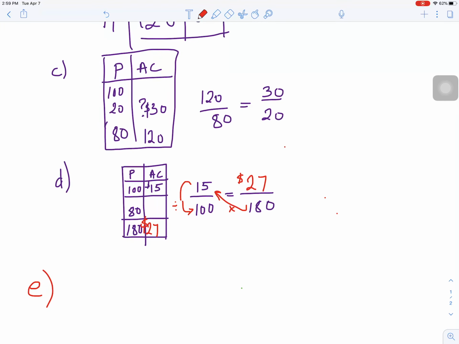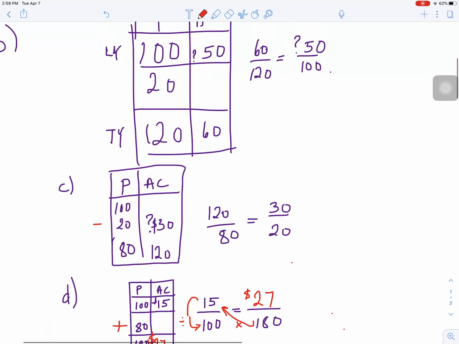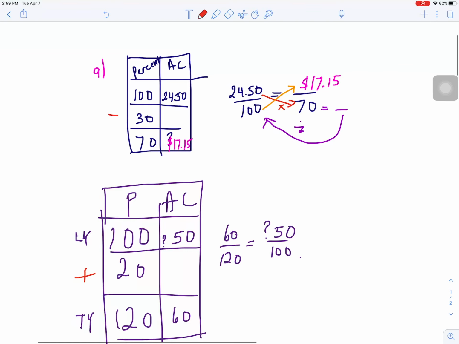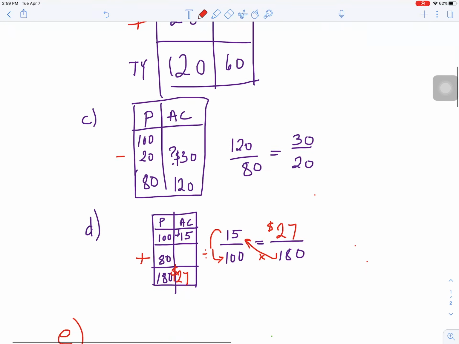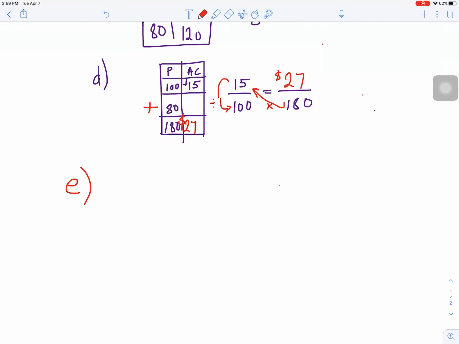So what they're asking you next in E, it says, which problems have an increase? Which ones have we added? So you can see here we've added 80%. Here we've subtracted 20%. Here we have added 20%. And here we have subtracted 30%. So you can see that the answer for E would be B and D.